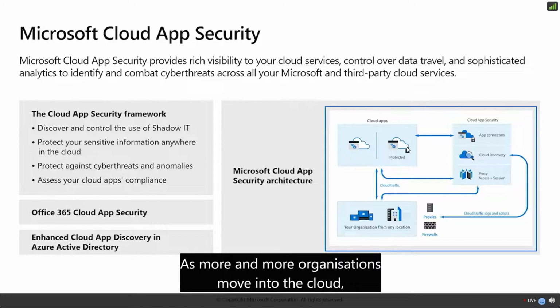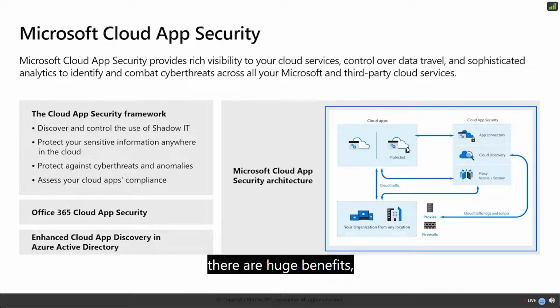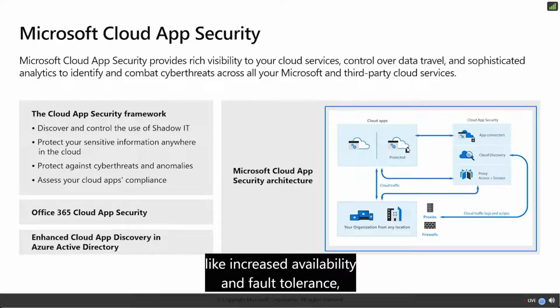As more and more organizations move into the cloud, there are huge benefits like increased availability and fault tolerance that provide organizations with more flexibility. However, once you move to the cloud, the only true way to leverage all the benefits is by ensuring that your data is protected. Now, Microsoft Cloud App Security is what we call a Cloud Access Security Broker.